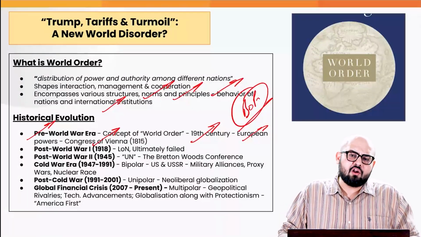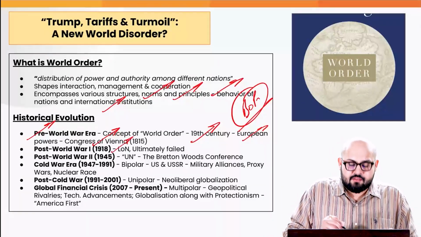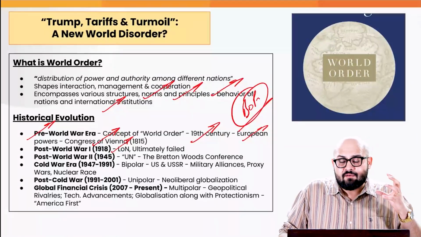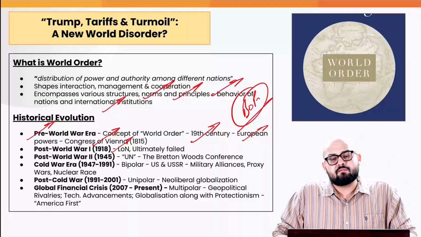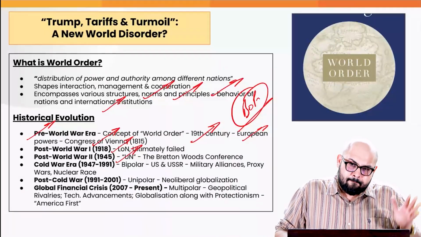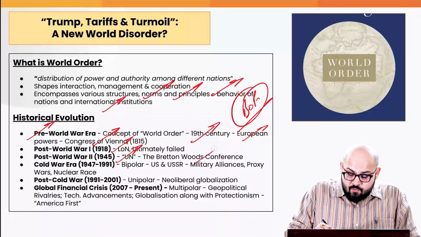Now, we all know that we had the formulation of the League of Nations to prevent conflicts, but it ultimately failed because it failed to stop the First World War. Then we had the formation of the United Nations in the course of the Second World War. And also, we had the Bretton Woods Conference.